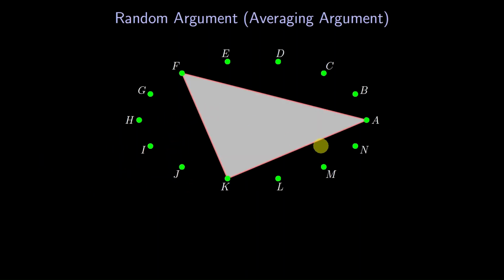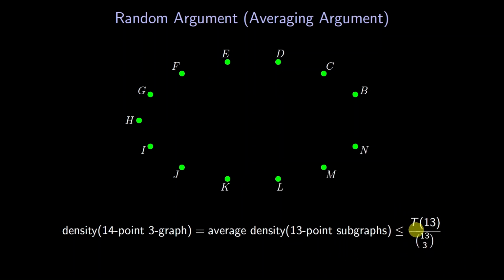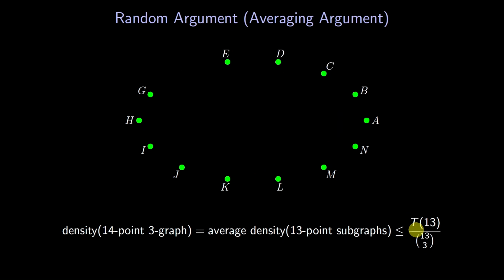Suppose we have a tetrahedron-free hypergraph on 14 points. I've drawn one such hypergraph. Density is the probability that a random triple is an edge. Now consider all 14 ways of removing one point from this hypergraph, as shown. We can check that the original density is the average density of these 13-point subgraphs, but the 13-point densities are all at most t of 13 over 13 choose 3. And so we've shown that maximum density is decreasing.